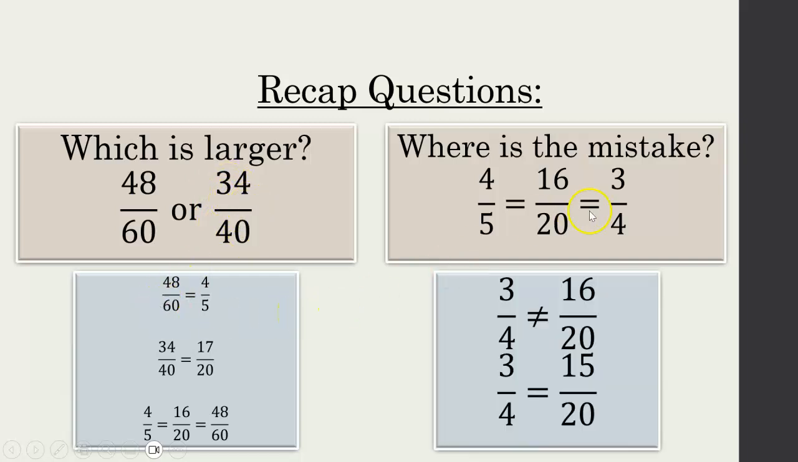Okay, where's the mistake? 3/4 is not equal to 16 over 20. It's equal to 15 over 20. Because think about it. 4 times what is equal to 20? Well, 4 multiplied by 5 is equal to 20. So I have to multiply 3 by 5. That's going to be 15. But that's not 15, that's 16. So there's a mistake there. 3/4 is not equal to 16 over 20.